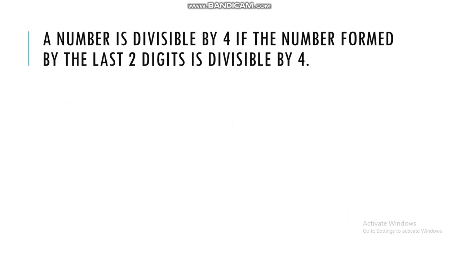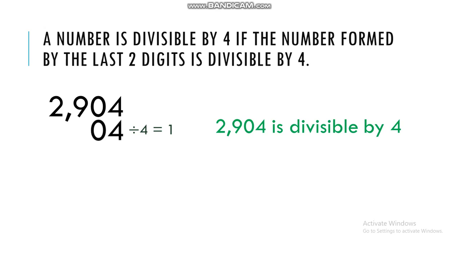A number is divisible by 4 if the number formed by the last two digits is divisible by 4. Is 2,904 divisible by 4? The rule says to check the number that is formed by the last two digits, which is 04, which is 4. Is 4 divisible by 4? Of course. 4 divided by 4 is 1. This means that 2,904 is divisible by 4.